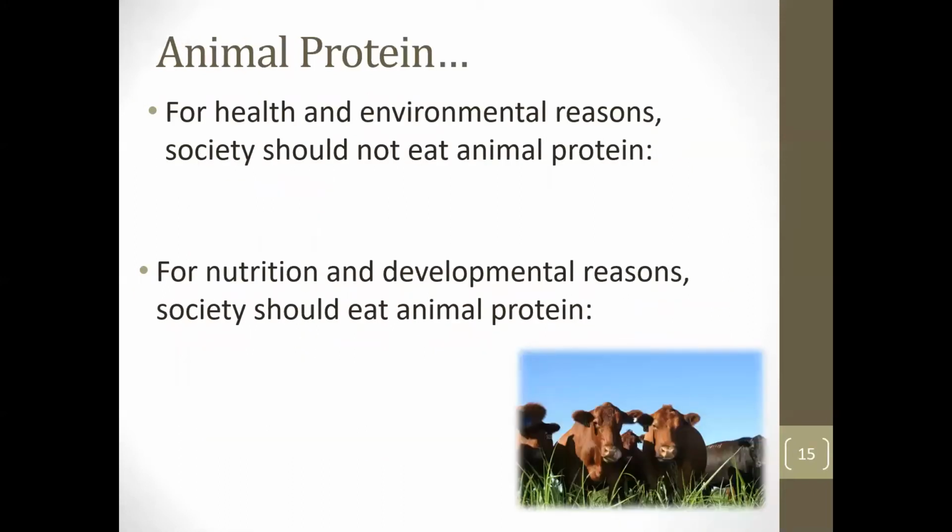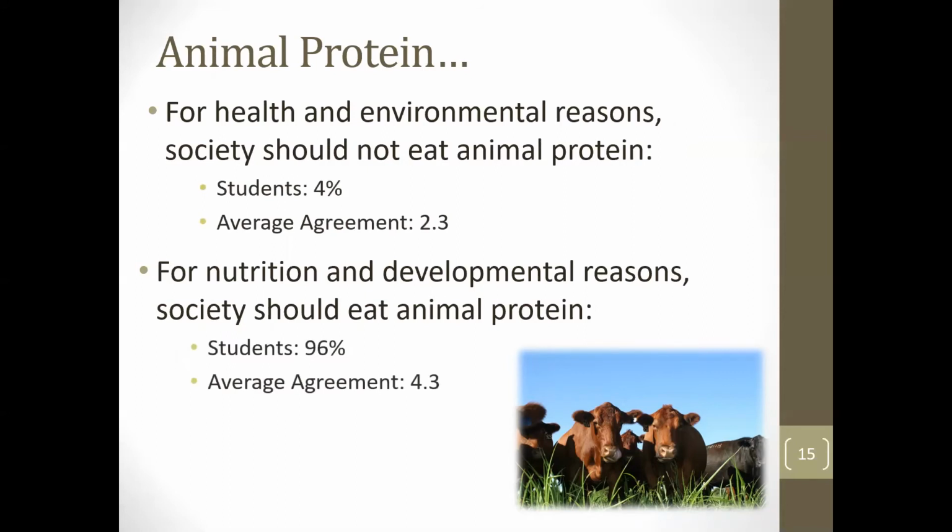Animal protein. For health and environmental reasons, society should not eat animal protein, or for nutrition and developmental reasons, society should eat animal proteins. Quite the breakdown here. 96% of students think that humans should eat animal proteins, with a very high agreement, and 4% fell in the other category.